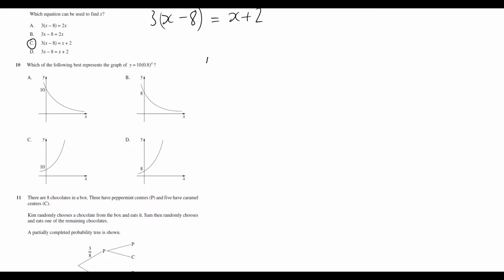And so what that would look like then is y equals 10 times 0.8 all to the power of 0. And well, we see that anything to the power of 0 can simply be rewritten as a 1. And so then we can see that our y-intercept is simply going to be equal to 10. So now we can eliminate options B and D. Okay, so it's now between either A and C.